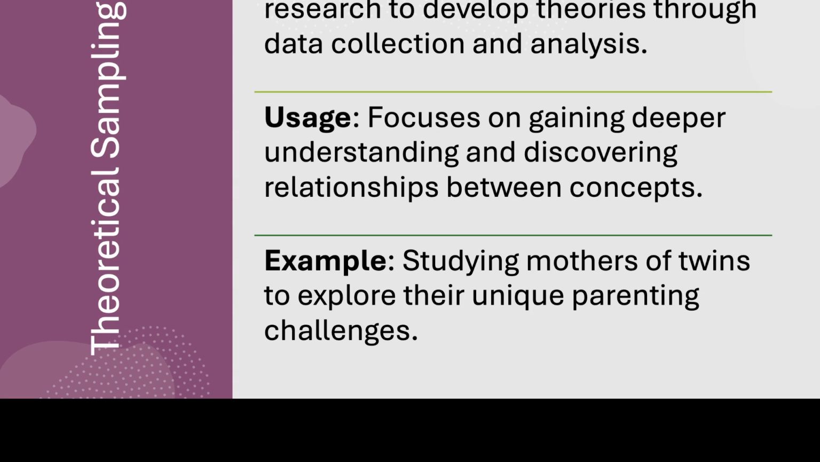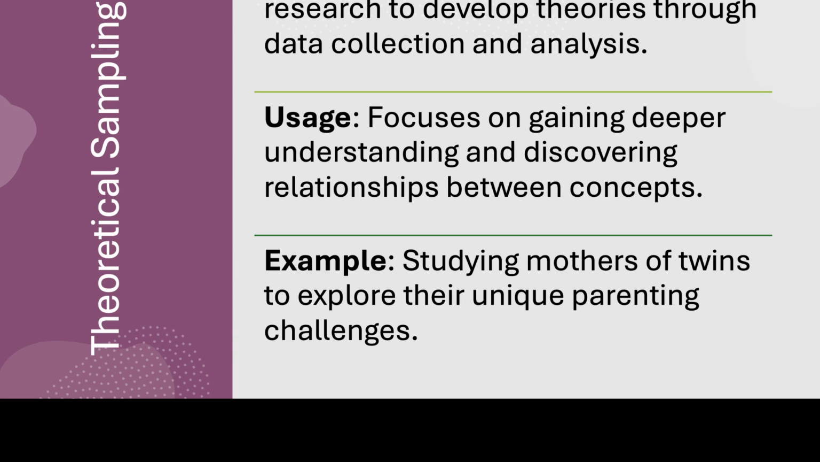Theoretical sampling is used in qualitative research to develop theories through data collection and analysis. So usually if you're going to do theory generation as part of your qualitative research, it's kind of difficult to do, a really tedious type of qualitative research. It would take you mostly years to finish. You're going to identify certain individuals that can somehow prove your theories or help you generate some theories.